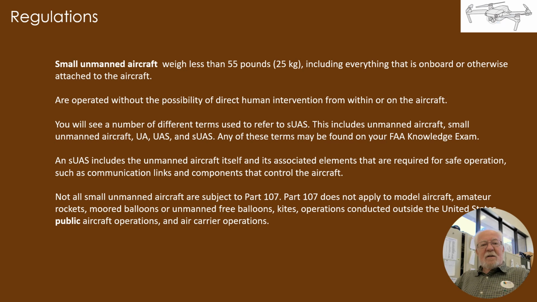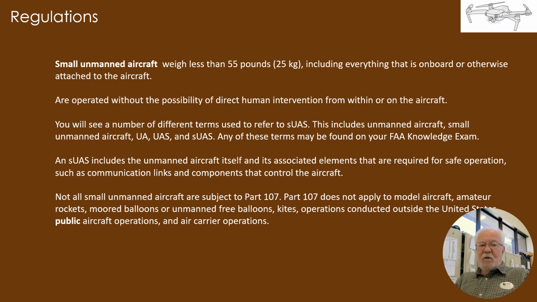Also, it's defined as an aircraft without the possibility of direct human intervention from within or on the aircraft. You've seen videos where somebody is sitting on a drone, and they call it a drone. It's not a drone. It's an electric airborne vehicle. There are lots of different terms for it that mean the same thing: unmanned aircraft, uncrewed aircraft, UAS. All these terms may be found in the FAA knowledge exam. UAS also includes not only the aircraft, but also the communication links and the components that control it.